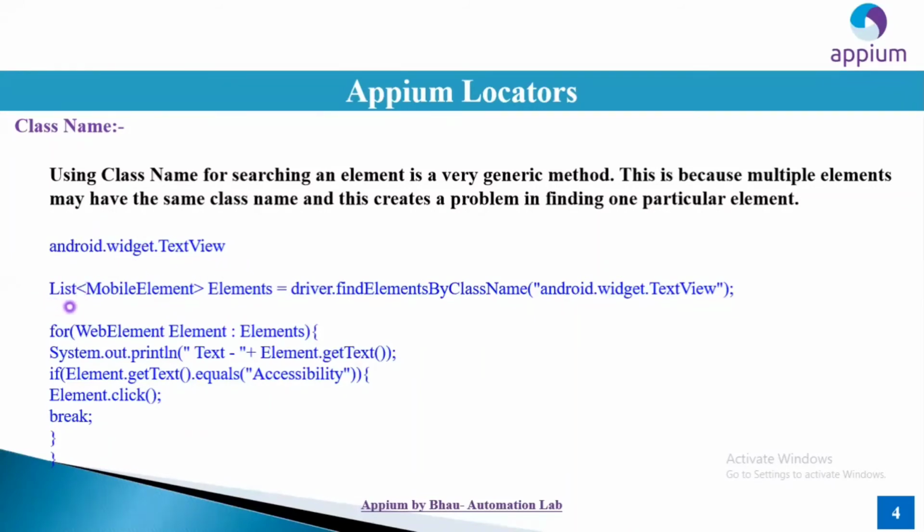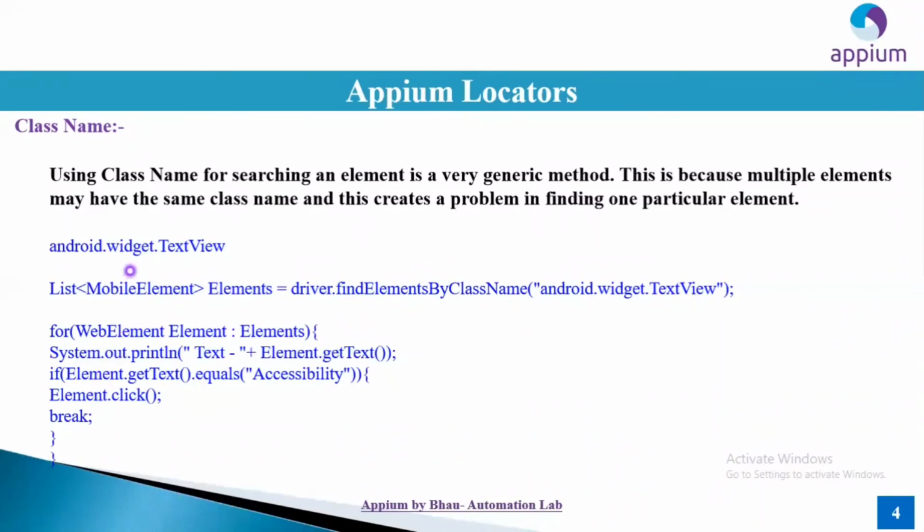And we can define the list of mobile elements with driver dot find elements by that class name, and we can simply define a for each loop for that element. If we want to click on that accessibility ID or that media or anything, we can simply get the text of that element, check whether its text equals the particular text which we want to click, and define a click and simply put the break action to break this loop.